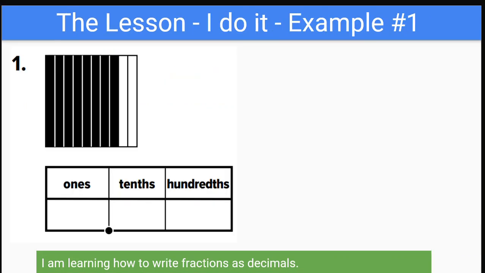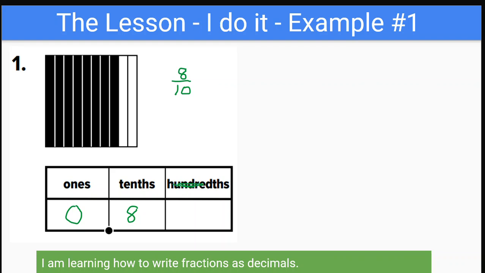Okay, well, let's take a look at this one right here. This one right here, if we write it as a fraction, let's do that first. This right here, 8 out of 10 are shaded in, and we read this as 8/10. Okay, we'd write it like that, and we'd read it like that. Now, there's no wholes, okay? There's only part of a whole right here, and it's 8 out of 10 parts.